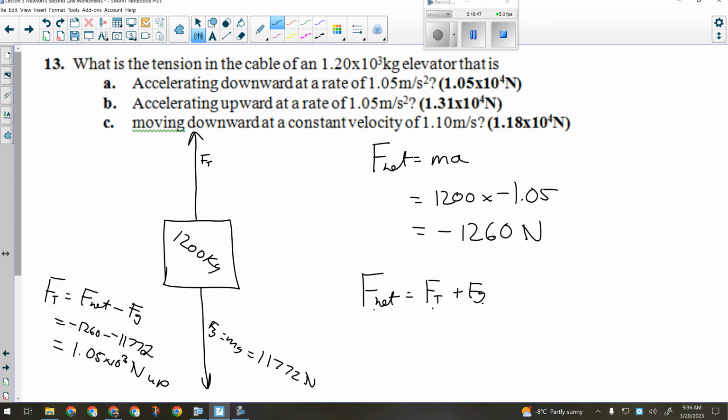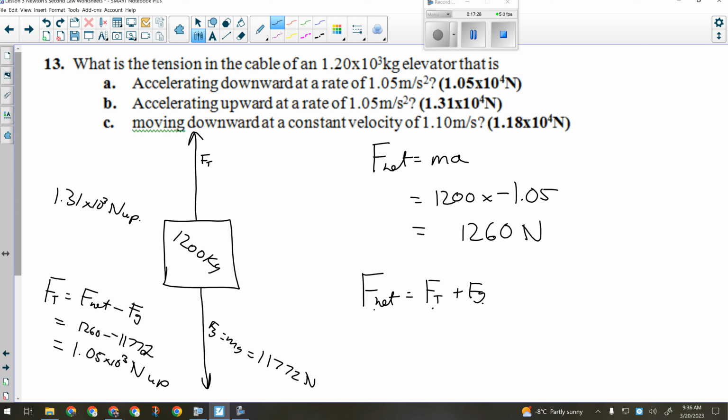Situation B, I got basically the same numbers, except now it's up. So now instead of being negative, my net force becomes positive. I do exactly the same thing, I just take the negative off the 1260. So now I have 1260 minus negative 11,772, which will give me 1.31 times 10 to the 3, which is now bigger than the force of gravity, so now the elevator accelerates upwards. Those two are pretty straightforward. It's C, which is actually mathematically way easier, but contextually more difficult.